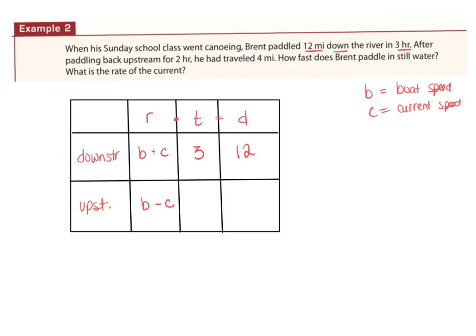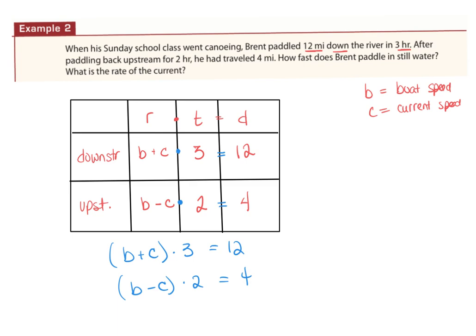All right. After paddling back upstream for 2 hours, we know his time upstream. He had traveled 4 miles. We know his distance upstream. Okay, so we basically have what we need here to solve this problem. We have to multiply across. So I have to multiply these 2 columns and they will equal that column. Now, when you multiply a group, you have to put parentheses around it. So I'm going to say (B plus C) times 3 equals 12 and (B minus C) times 2 equals 4. Now here's the thing, you could distribute and then you could simplify this if you wanted to after that.